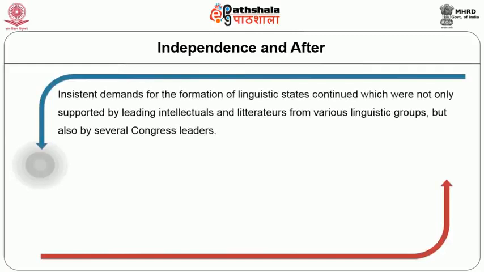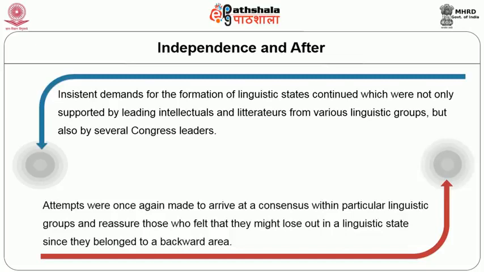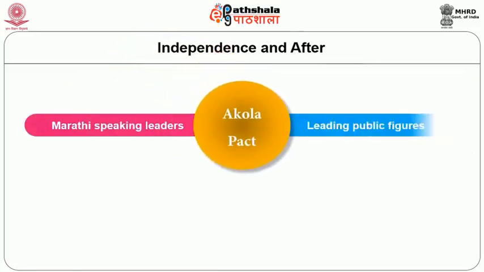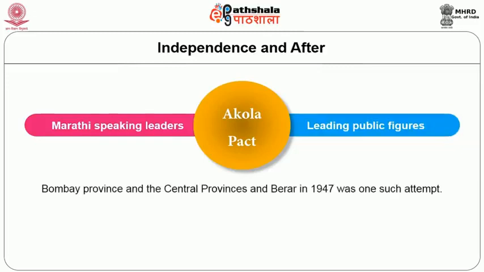However, the insistent demand for the formation of linguistic states continued, which was supported not only by leading intellectuals, literary persons and journalists from various linguistic groups, but also by several Congress leaders who came from these linguistic regions. Attempts were also made to arrive at a consensus within particular linguistic groups and reassure those who felt that they might lose out in a linguistic state since they belonged to a backward area. The Akola Pact, signed between the Marathi-speaking leaders and leading public figures belonging to the Bombay province, the Central Province and Berar in 1947, was one such attempt.